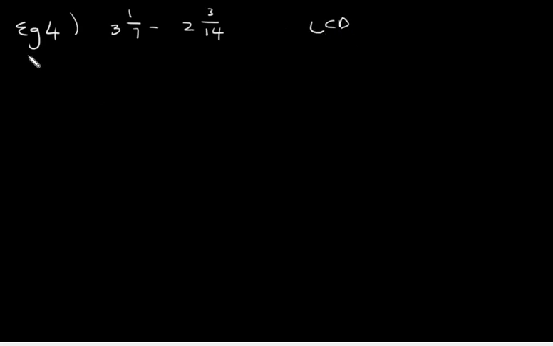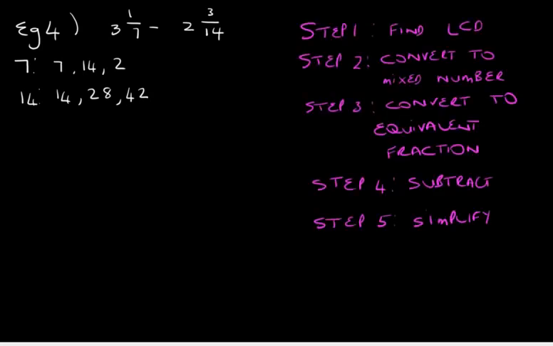What do you think the LCD of 7 and 14 will be? That's fairly easy, isn't it? The LCD of 7 and 14 will be 14. Why would that be? Because both 7 and 14 divide into 14. So what do we need to do?